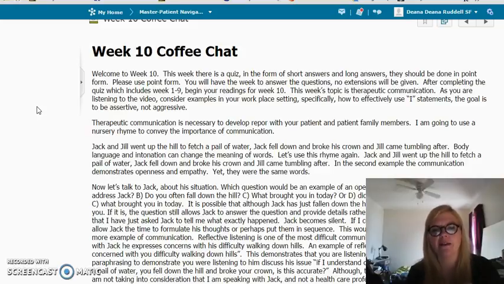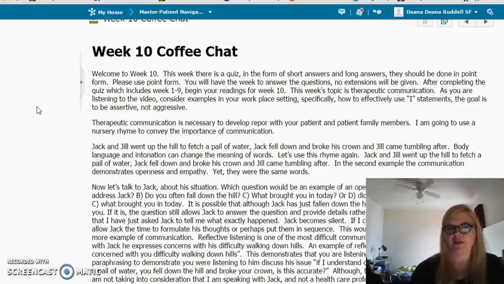Let's use the rhyme again. Jack and Jill went up the hill to fetch a pail of water. Jack fell down and broke his crown, and Jill came tumbling after. In the second example, the communication demonstrates openness and empathy, yet they're the same words.